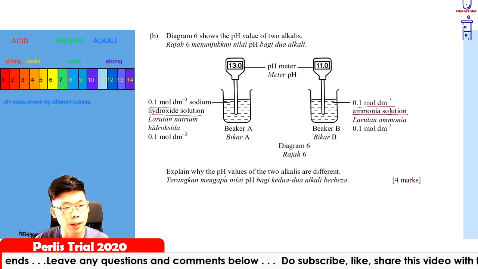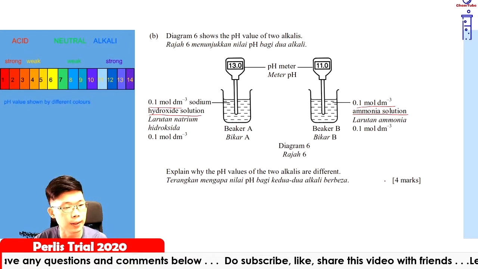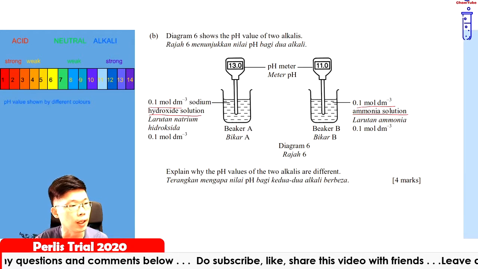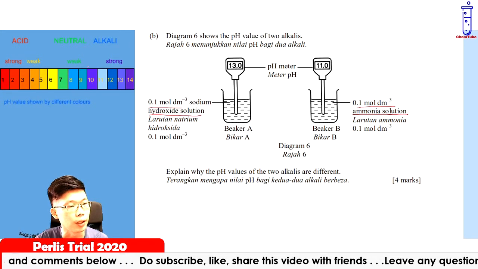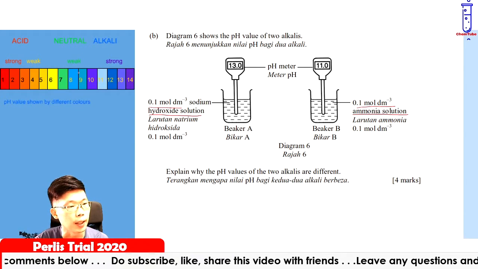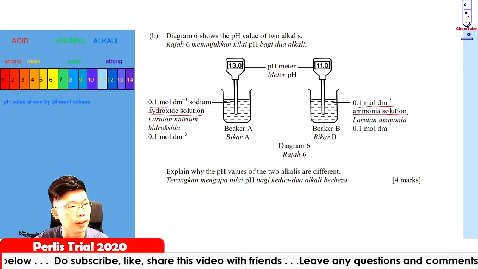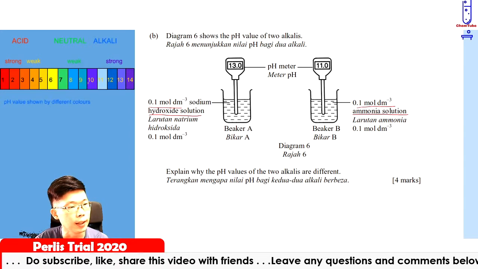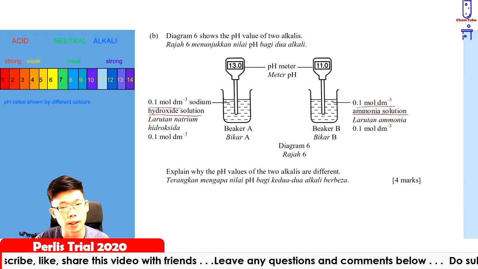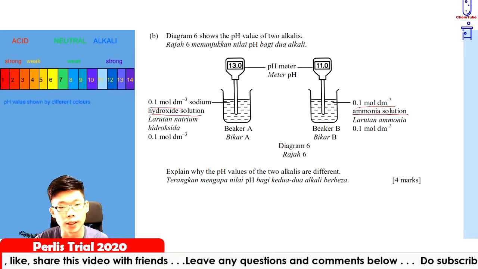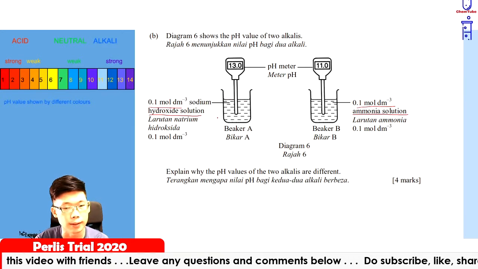Explain why the pH values of the two alkalis are different. 4 marks. Let's see the chart here. If it is a strong alkali, the pH will be higher. If it is a weak alkali, the pH will be lower. In other words, here ammonia is a weaker alkali compared to sodium hydroxide.